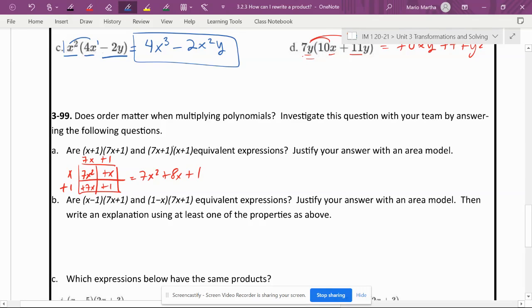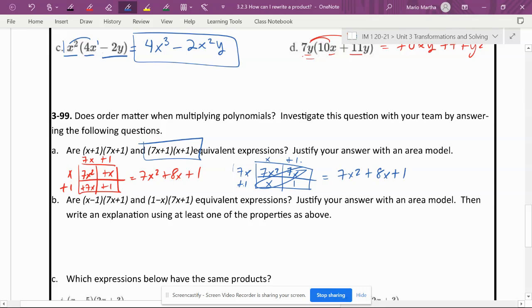And then we're going to do this one. So we're going to set it up differently. This time I'm going to put the 7x plus 1 on the side here, and then I'm going to put x plus 1 on top. So 7x times x gives us 7x squared. 7x times 1 gives us 7x. 1 times x is x. 1 times 1 is 1. Combine the like terms, and that would give you 7x squared plus 8x plus 1.